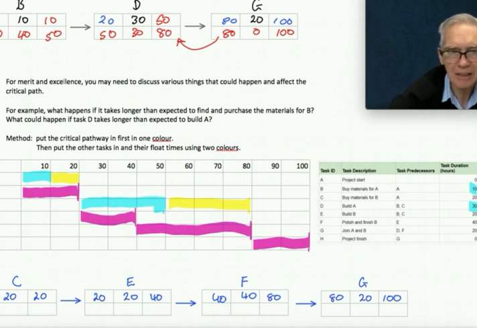Now you can discuss, okay, what happens if it takes longer than expected to purchase the materials for B? That's task C there, right? Sorry, the question should be longer than expected to purchase the materials for A. Let's change that question. I really wanted it for task A. Buy the materials for A, which is task B. 10 minutes. So as long as it takes, you could take an extra 10 minutes and it won't hold the project up.